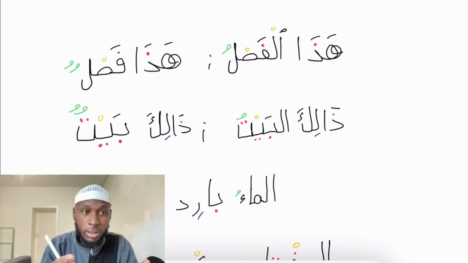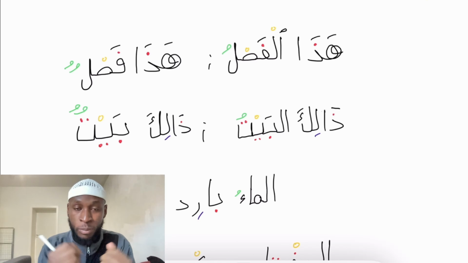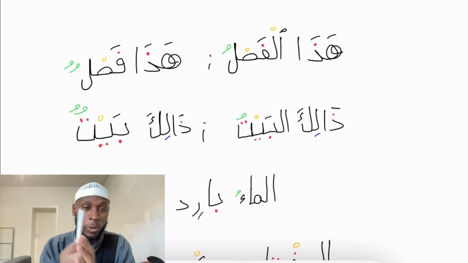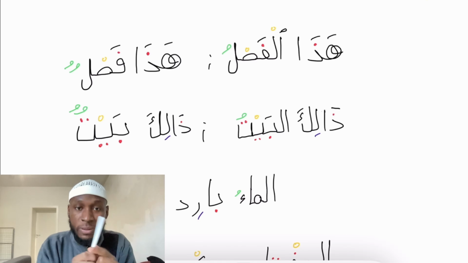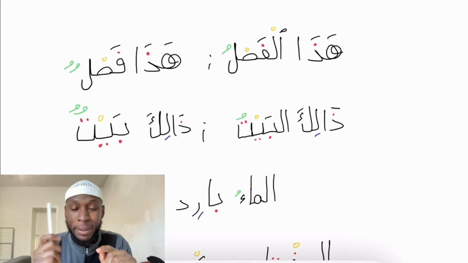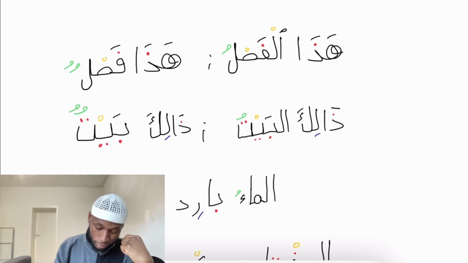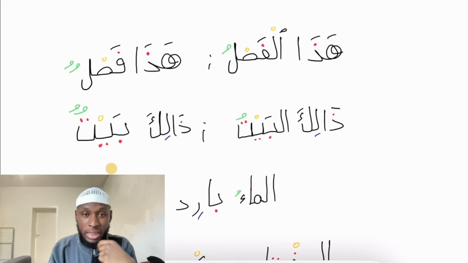Is it complete or not? Naam. It's a complete sentence, and we like it because we say we need to search for the subject and the predicate. We have a subject. Which one? What is our subject? Our subject is dhalika. And now what about baytun? Baytun is our predicate.